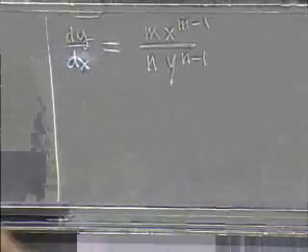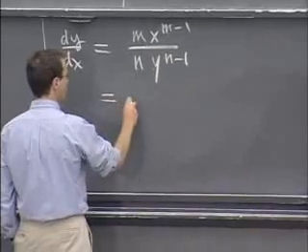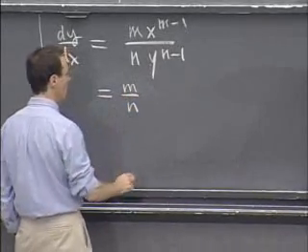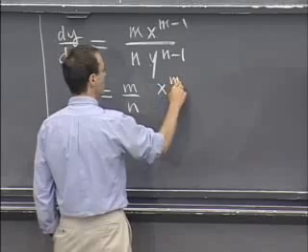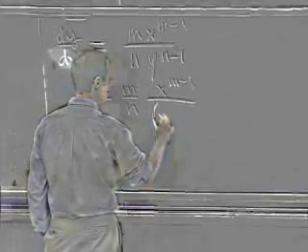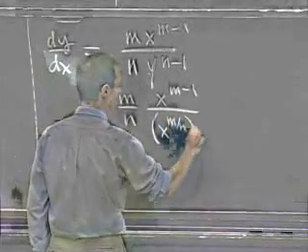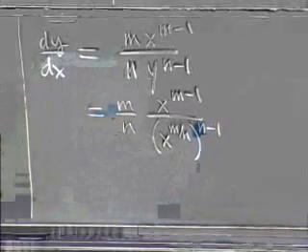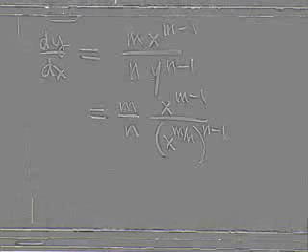And now I'm going to plug in. So I'll write this as m over n. This is x to the m minus 1. And now over here, I'm going to put in for y, x to the m over n, times n minus 1. All right? So now we're almost done.